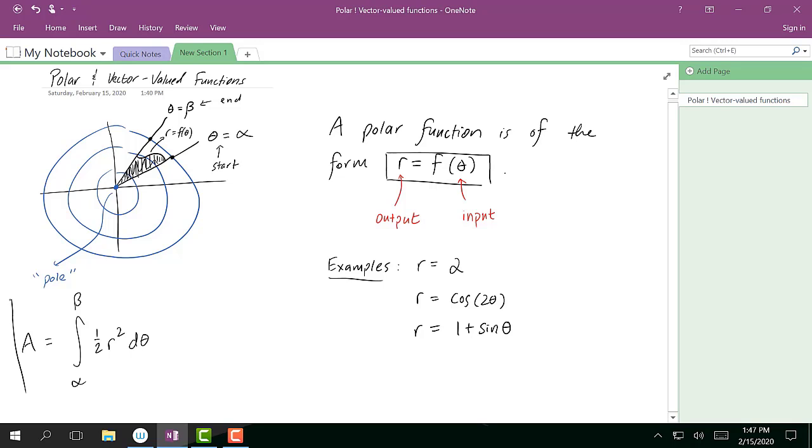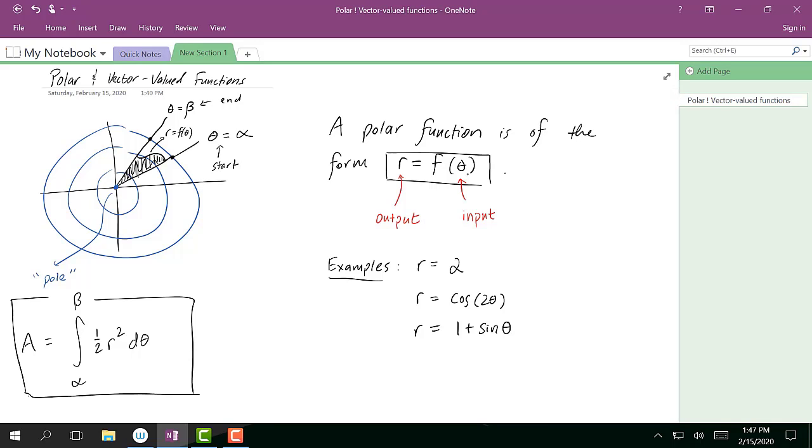So this is our first big equation for today. Just go ahead and jot that one down. We're going to look at some examples of how to use this. But again, this is just a basic idea of what a polar function is, the inputs and the outputs, some examples, and now our first equation.